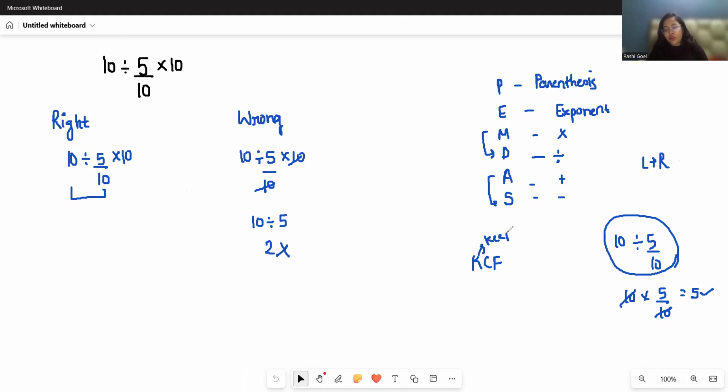Here K stands for keep, C stands for change, and F stands for flip. So let's apply this. That means keep the left hand, change the symbol from division to multiplication, and flip the right hand. So this becomes 10 multiply 10 by 5 times 10. So we can now cancel out this 5 and 10 with 2. So 10 times 10 times 2, that is 200.